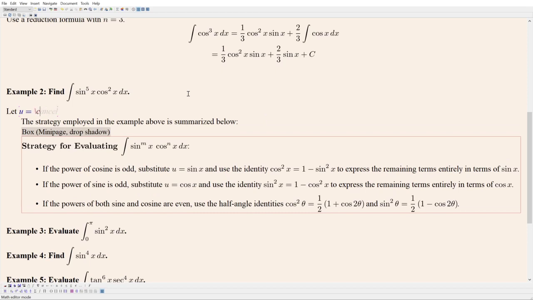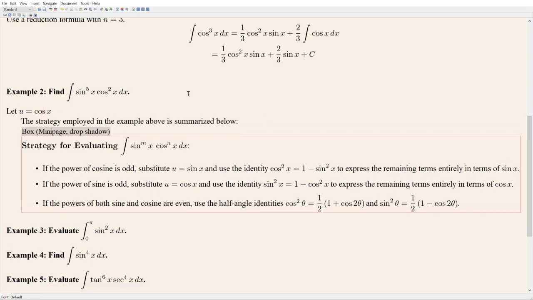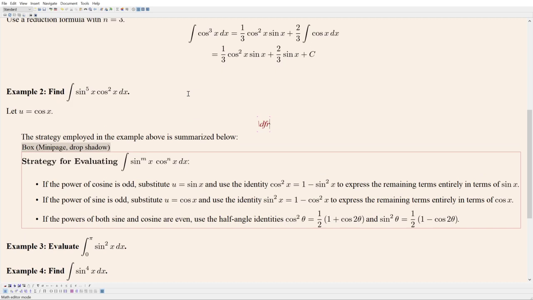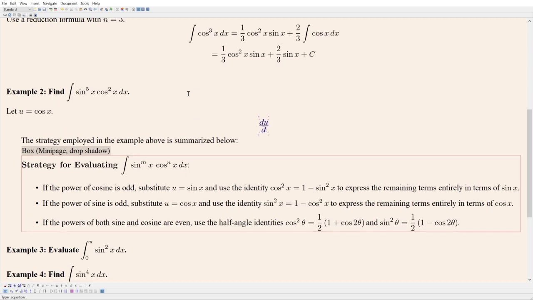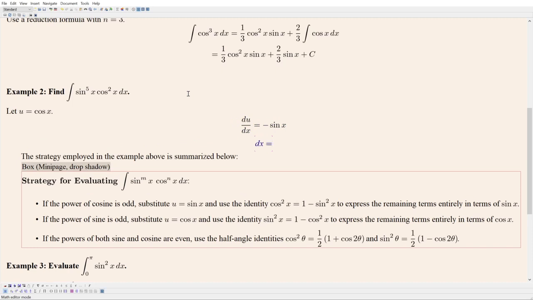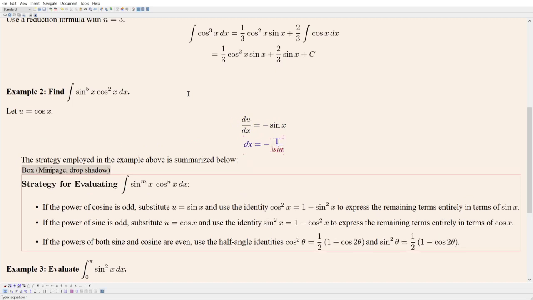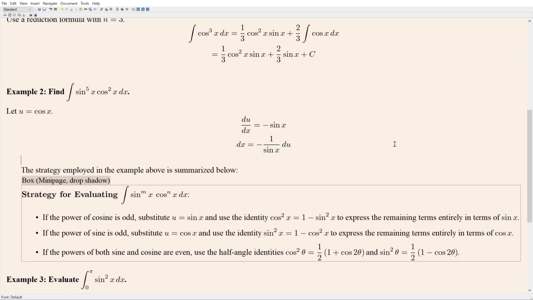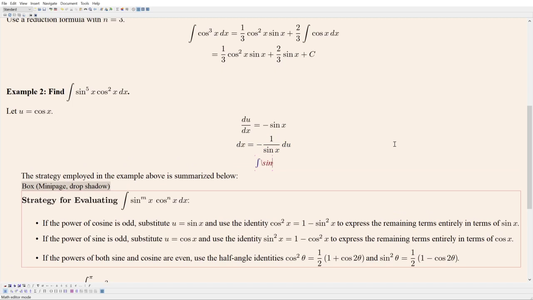So let u equal cosine. And then we go through our standard procedure every time we do a substitution. So du dx is the derivative of cosine, which is minus sine. Consequently, dx is equal to minus 1 over sine du. And so our integral becomes the integral of sine to the 5th x. Now, cosine has become u, so this is times u squared.